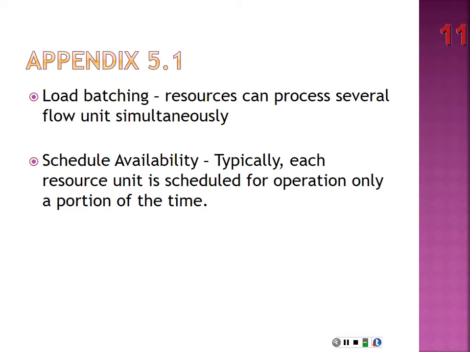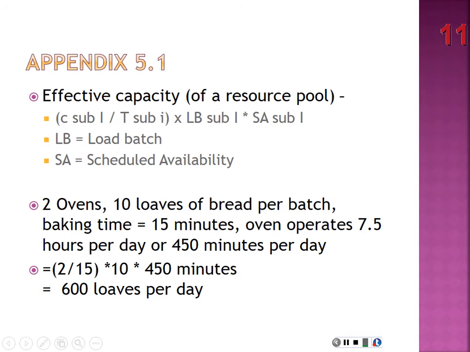Okay? And so it's easy to modify the expression for effective capacity to account for the effects of the load batch. In order to do that, we're going to say that the effective capacity of a resource pool is equal to C sub i divided by T sub i, times LB sub i, times SA sub i. You've all got that, right? C sub i is the number of units of a particular resource, and i indicates that resource. T sub i is the flow time for that resource, LB is the load batch for that resource, and SA is the scheduled availability for that resource. So again, the formula looks more complex than what it actually is.